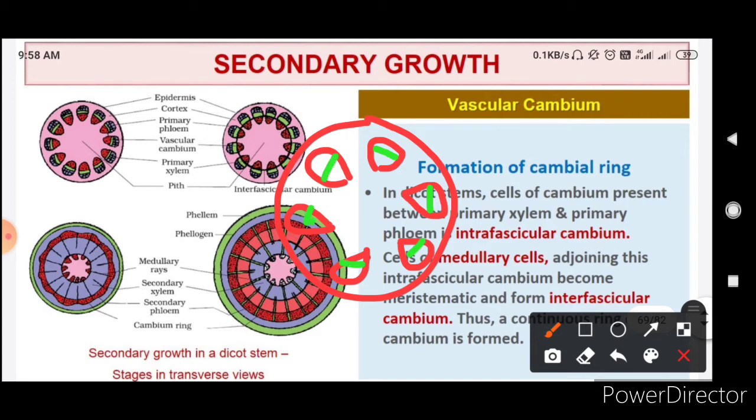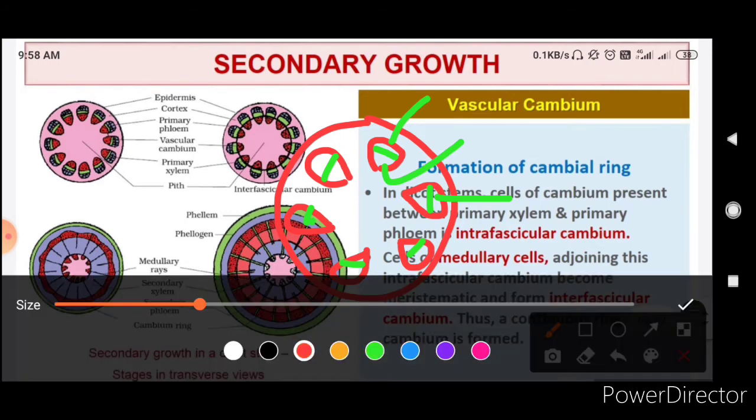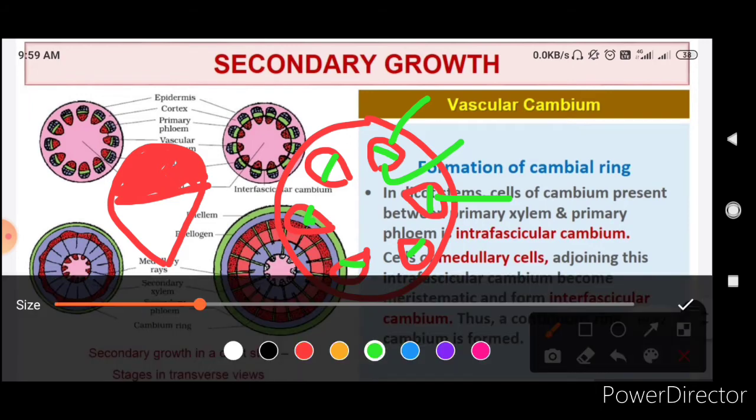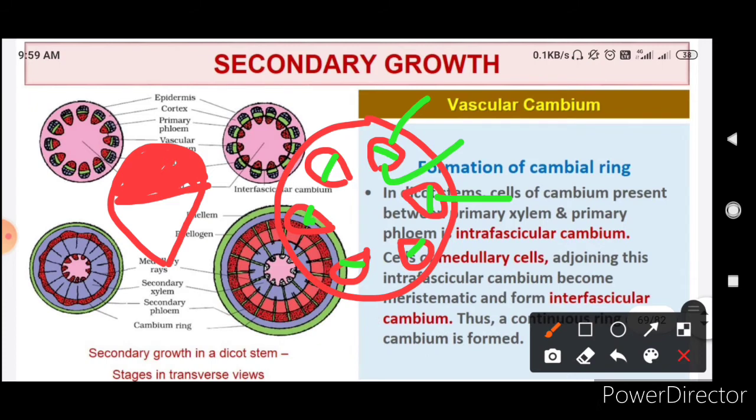So now this cambium is called intrafascicular because it is present between the primary xylem and the primary phloem. So primary phloem is on the upper side and primary xylem is on the lower side. Okay, it is like this. If I want to show you an individual bundle, it will be like this. This is an individual bundle, and this is the primary phloem on the upper side and primary xylem is on the lower side. And I'm talking about the cambium which is present here.